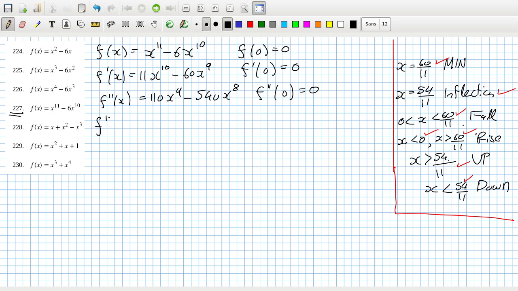Third derivative is 990x^8 minus whatever 540 times 8 is, x^7. But again, you can see that the third derivative at 0 is 0.